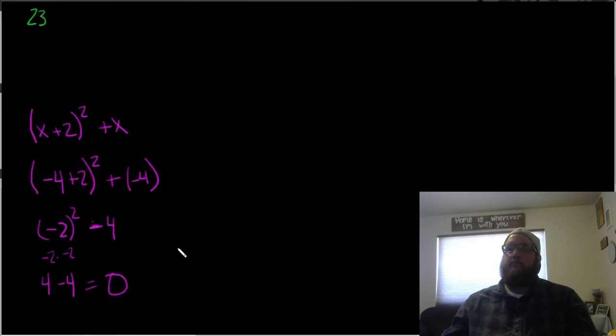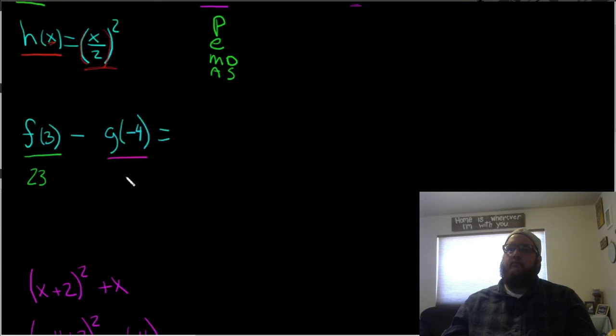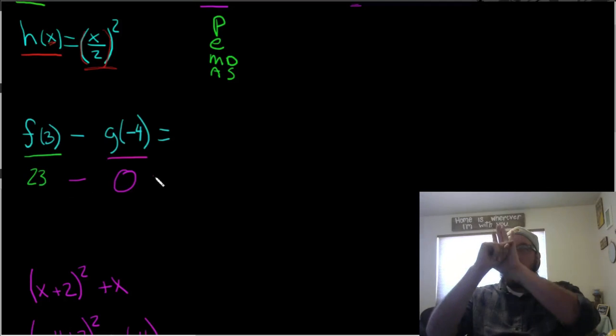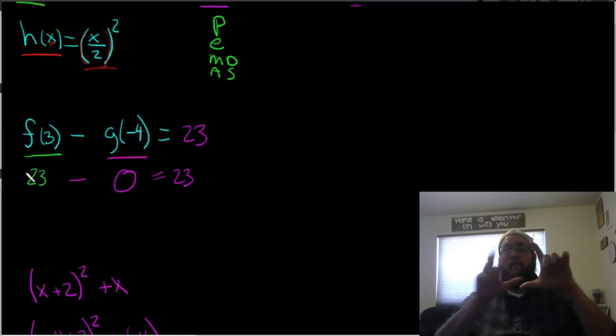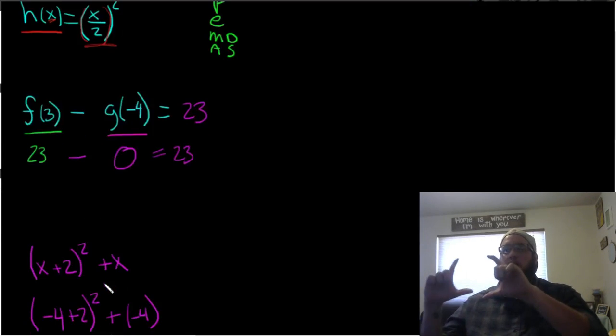So g evaluated at negative 4 is 0. 23 minus 0 is 23. So f of 3 minus g of negative 4 is 23. And there's another way we can do this.